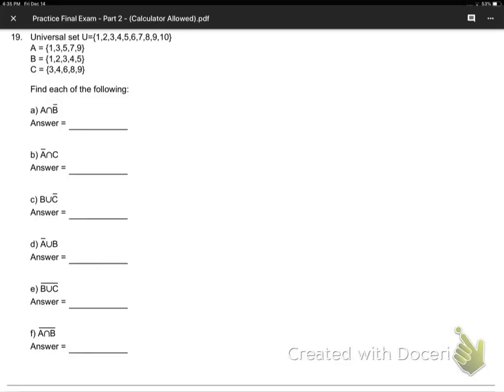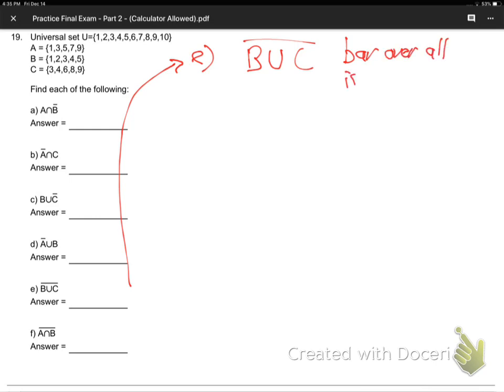All right, last 2 can be a little more tricky. Part E. It's asking for B union C bar over the whole thing. Now, when you have the bar over the whole thing, bar over all is opposite. You do the opposite at the end. So I'm going to do the opposite at the end of this problem.